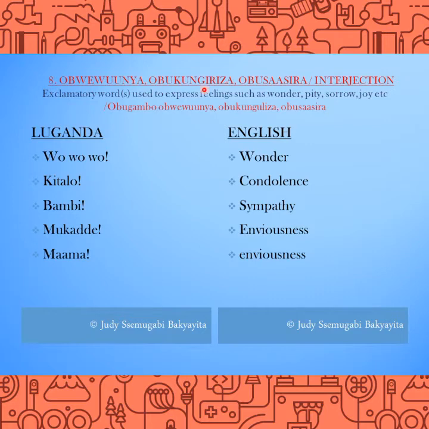Our last part of speech is obwewuunya, oba obukungiriza, oba obusaasira. In English, interjections. Those are exclamatory words used to express feelings such as wonder, pity, sorrow, joy, etc. Obugambo obwewuunya bwe buno wano. Okugeza, example.